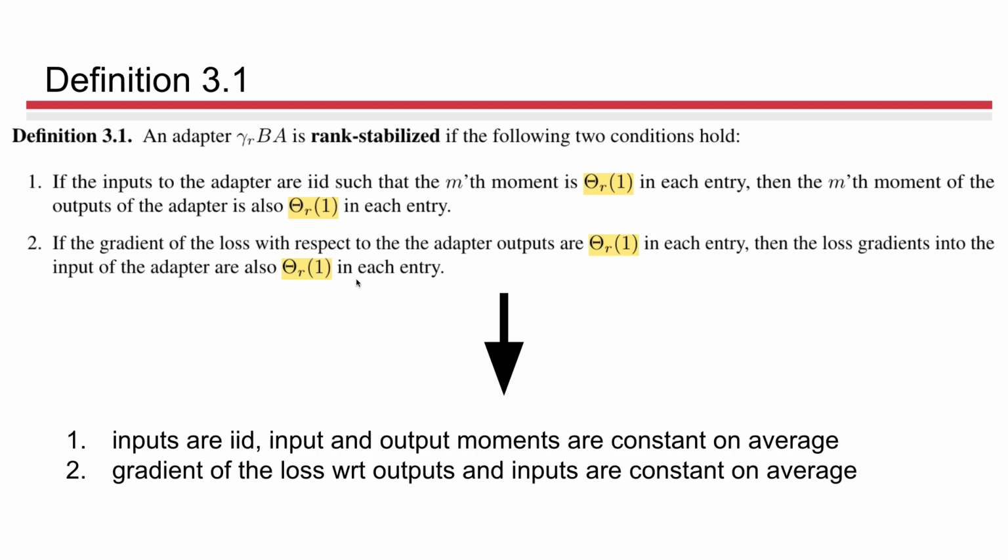So looking at this again, kind of distilling it down, we see that the first condition is that inputs are IID, which is a common assumption, and input and output moments are constant on average, and the gradients of the loss with respect to outputs and inputs are constant on average.